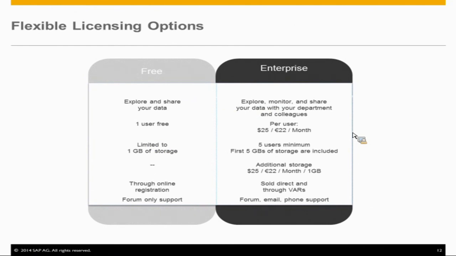For the enterprise edition that we have, you have the ability to, again, explore. You have some monitoring capabilities on your users, and you can share the data within your department or with colleagues in a simpler fashion, which is just a checkbox to share with other teams. The price right now is $25 per month, and you get 5 users as a minimum and 5 gigabytes. And then you can buy additional storage as well. In terms of support, there's email and phone support if you have the enterprise license.